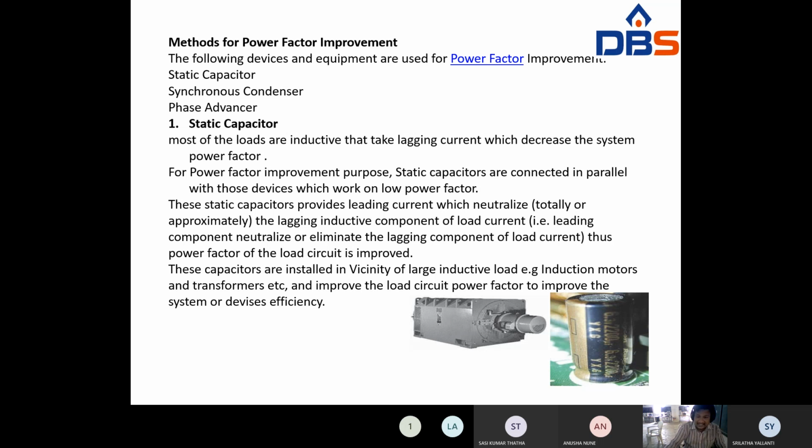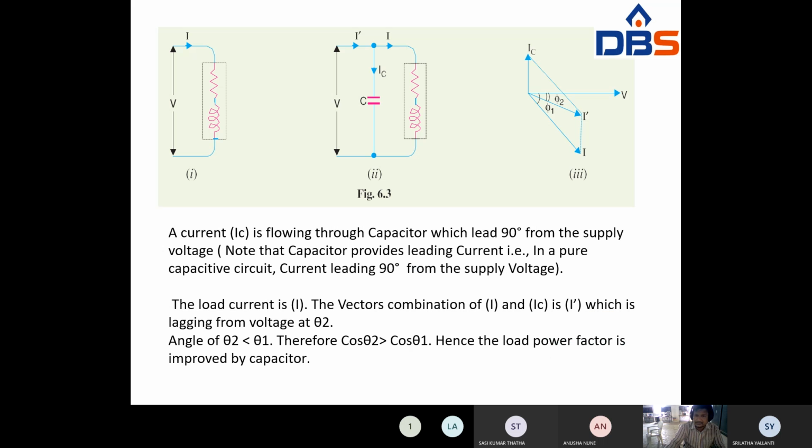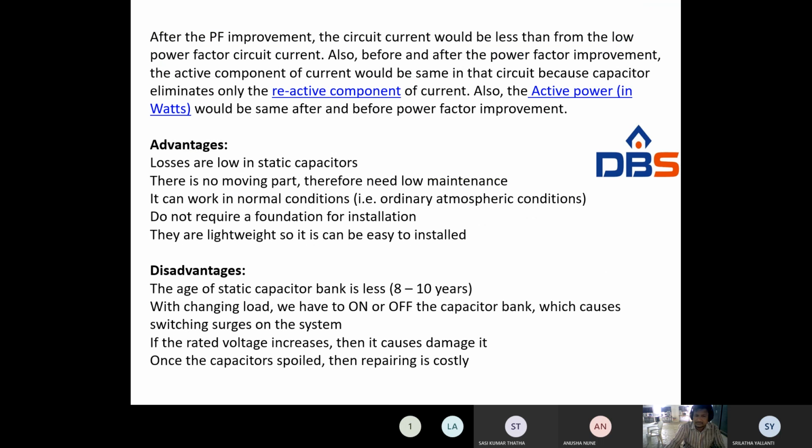Here, the static capacitor is very simple and the design is also simple, right? Easy installation. Losses will be low in the static capacitor. There are no moving parts, so it can work under normal conditions. They are lightweight, so they can be easily transported and easily installed.